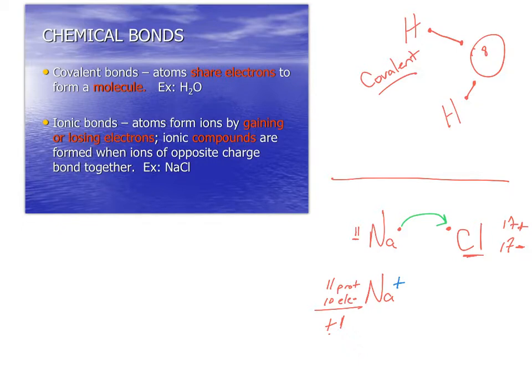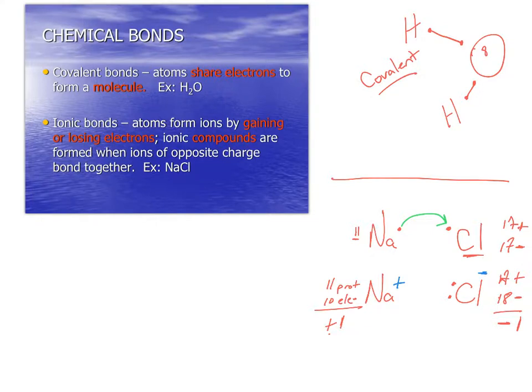Now when you look at chlorine, it took the electron that sodium lost. So it has 17 protons and 18 electrons. Why does it have 18 now? Because it used to have 17, it took one. So now it has a negative one charge. So chlorine has a negative one charge. Sodium has a positive one. And chlorine has a negative one.